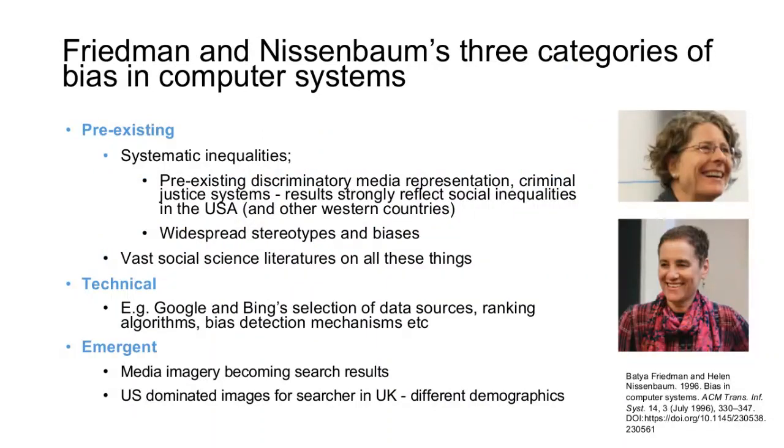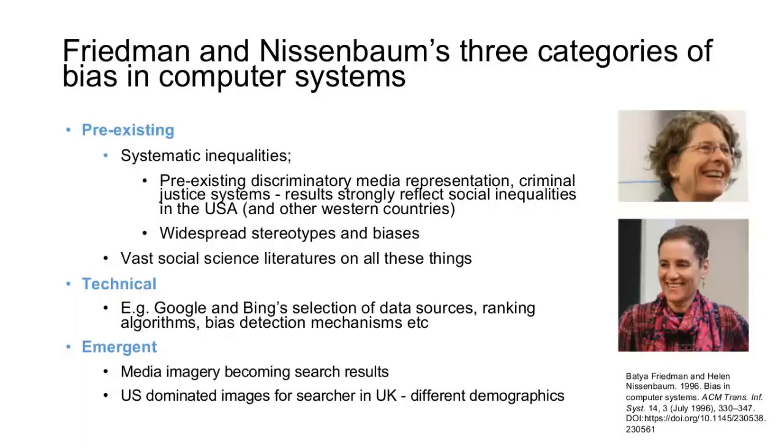So coming back to Friedman and Nissenbaum's three categories of bias in computer systems, if we just think a little bit through this lens, what we can say is that clearly we're seeing all sorts of pre-existing biases come through in these search results. It's clear evidence of the search results reflecting, and in some cases exaggerating, I'd say, existing systematic inequalities, particularly pre-existing discriminatory media representation in both news media representation and stock imagery and things like that. Criminal justice system biases as well, and how that plays out in the media is obviously coming through clearly in that three black teens case.